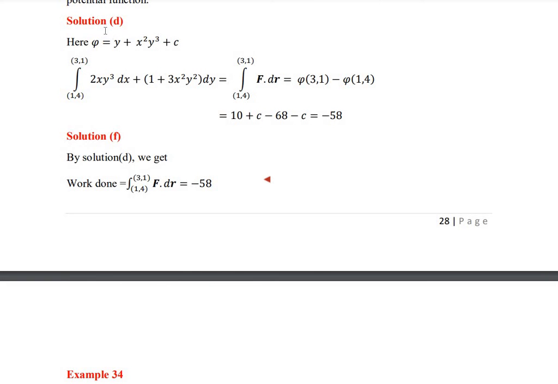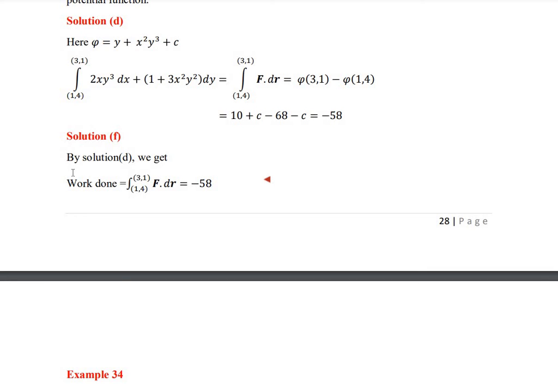Next one, the solution of D. So we have got phi is equal to (1 plus x squared) y cube plus c. So therefore the integral over from (1, 4) to (3, 1) of 2x y cube dx plus (1 plus 3x squared y squared) dy is equal to, we can use that fundamental theorem. So phi of (3, 1) minus phi of (1, 4), so that will give you minus 58.